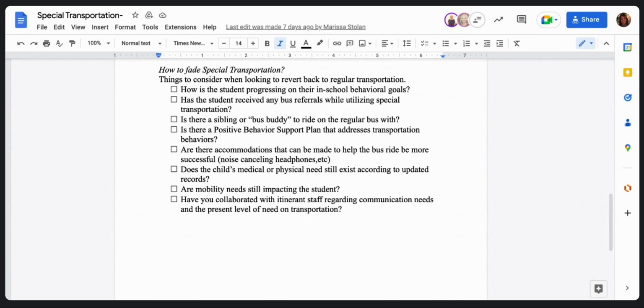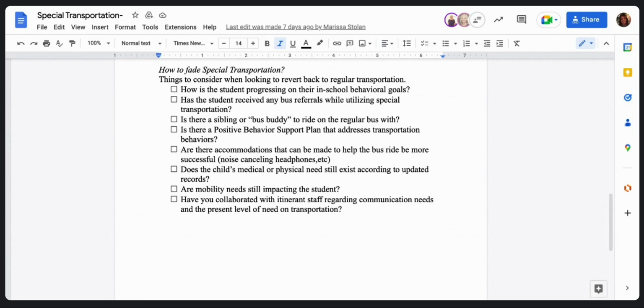So how is the student progressing on their in-school behavioral goals? Has the student received any bus referrals while using special transportation? Is there a sibling or bus buddy to ride on the regular bus with? That might be more of an early elementary situation. Is there a positive behavior support plan that addresses transportation behaviors? Are there accommodations that can be made to help the bus ride be more successful, such as noise-canceling headphones, etc.? Does the child's medical or physical needs still exist according to updated records?